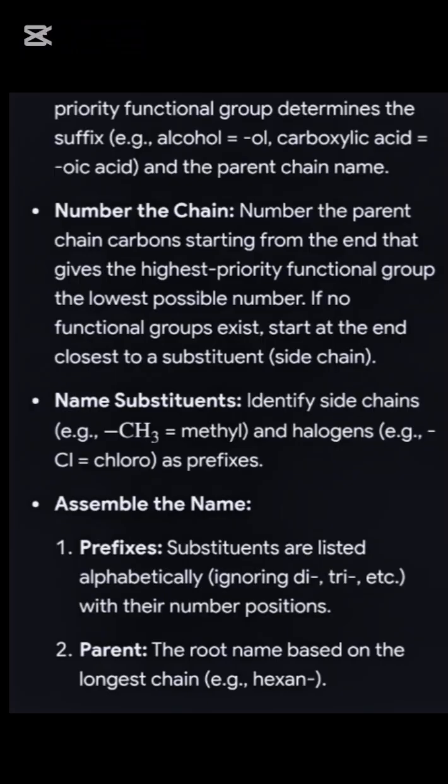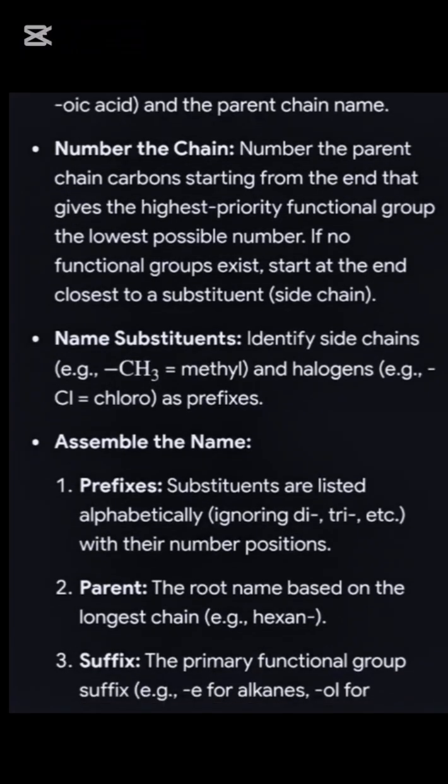If there's no functional group, they are going to name it according to the bond, for example double bond, single bond, or triple bond. So if there's no functional group like alcohol, carboxylic acid, etc., they are going to name it according to the bond, either single, triple, or double.